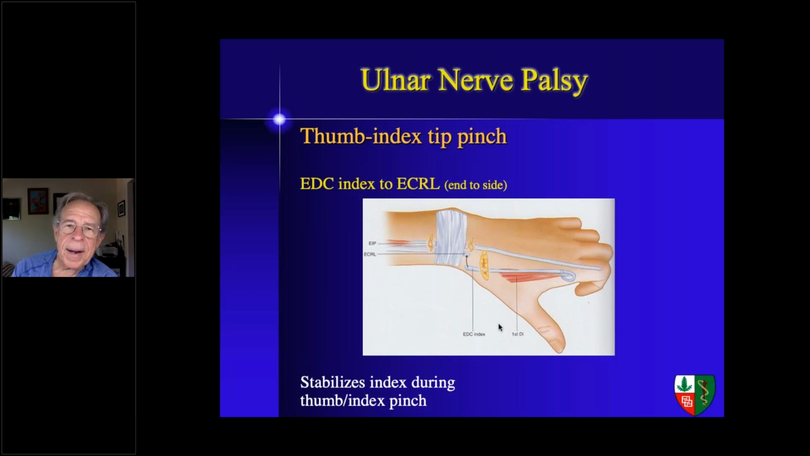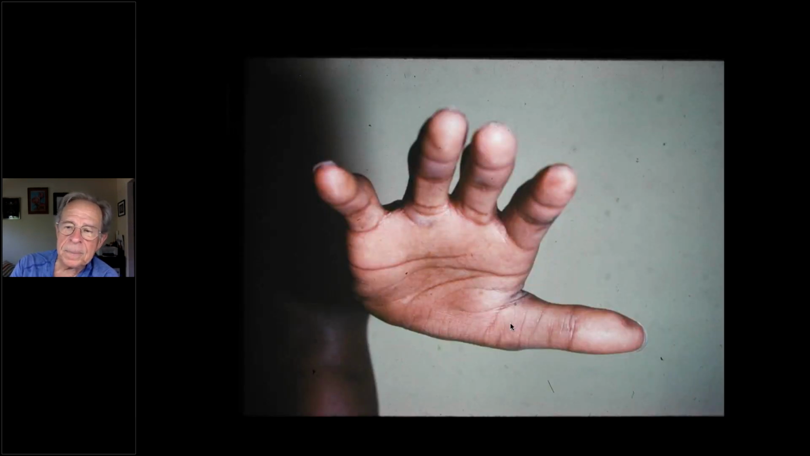Why the extensor carpi radialis? Well, if you put your thumb on your extensor carpi radialis longus and pinch really hard, you can feel the ECRL tendon push up against your thumb, meaning that tendon turns on when you want to pinch strongly to stabilize the wrist. So this tenodesis effect with this transfer, I think, has improved stability of the index finger against the force of the thumb.